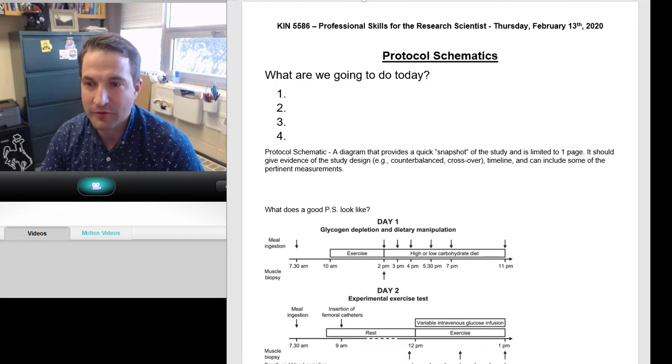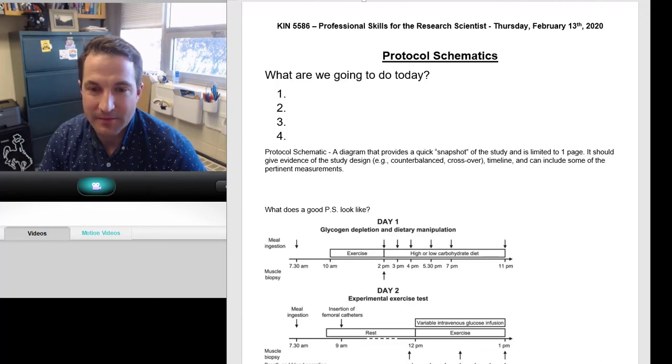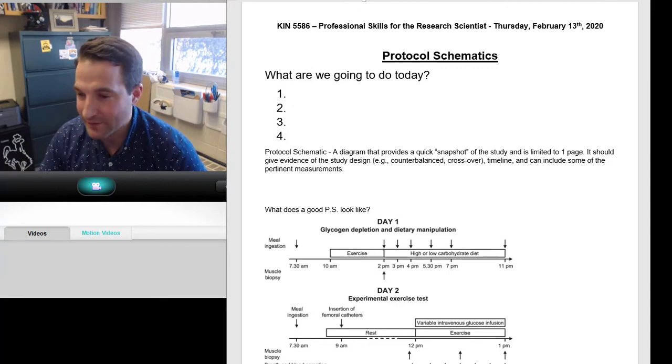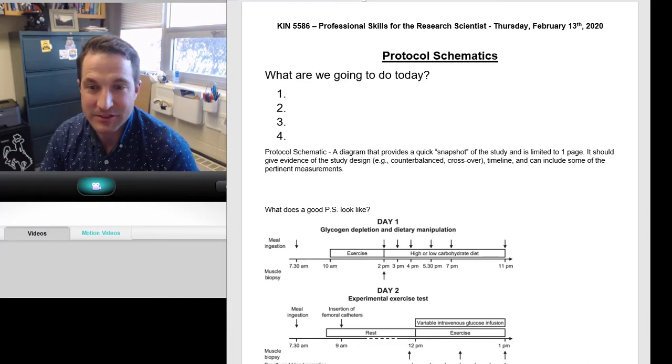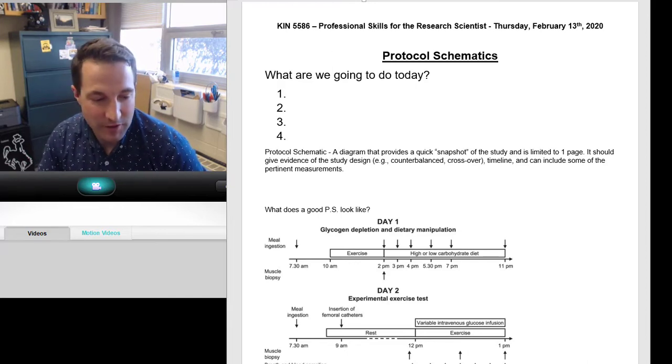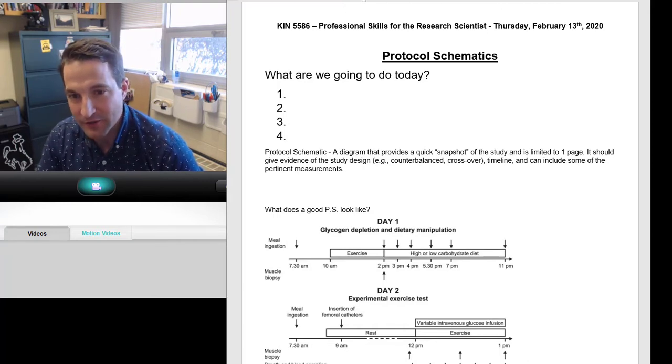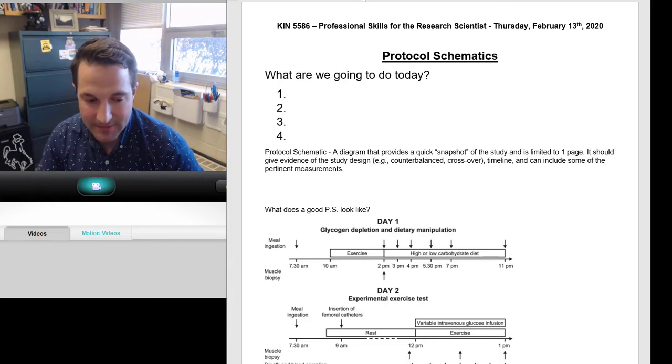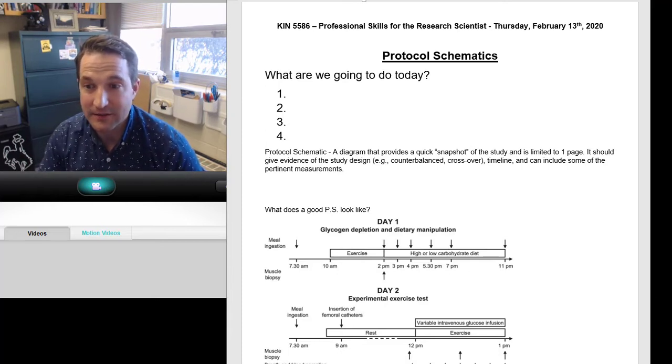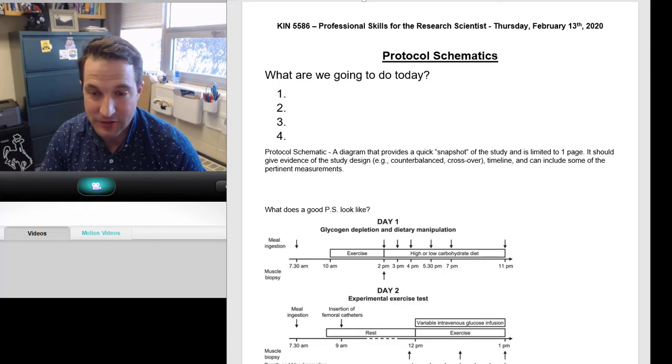We're doing protocol schematics today, and it's a little bit of a dry lecture because of the kind of intricacies of this. But what I really want to do today is stress the importance of what a protocol schematic can do for you. The main thing that it's going to do is take a very complicated protocol and make it easy for a wide audience to understand.